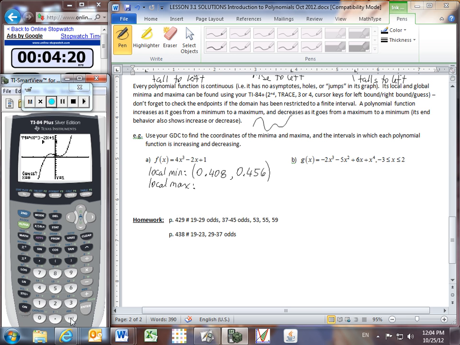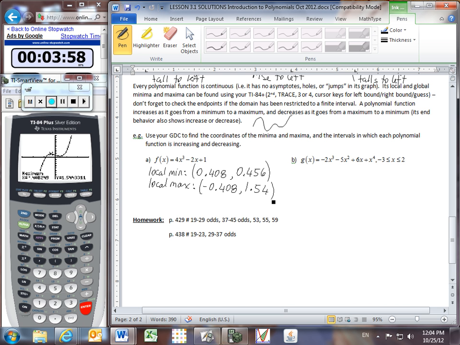And it looks to me like it happens at around -0.5. So that's my guess. It tells me that in fact the local max is at -0.408. And the y value looks like it's at 1.54 when I round to 3 significant figures, not 3 decimal places, 3 significant figures.